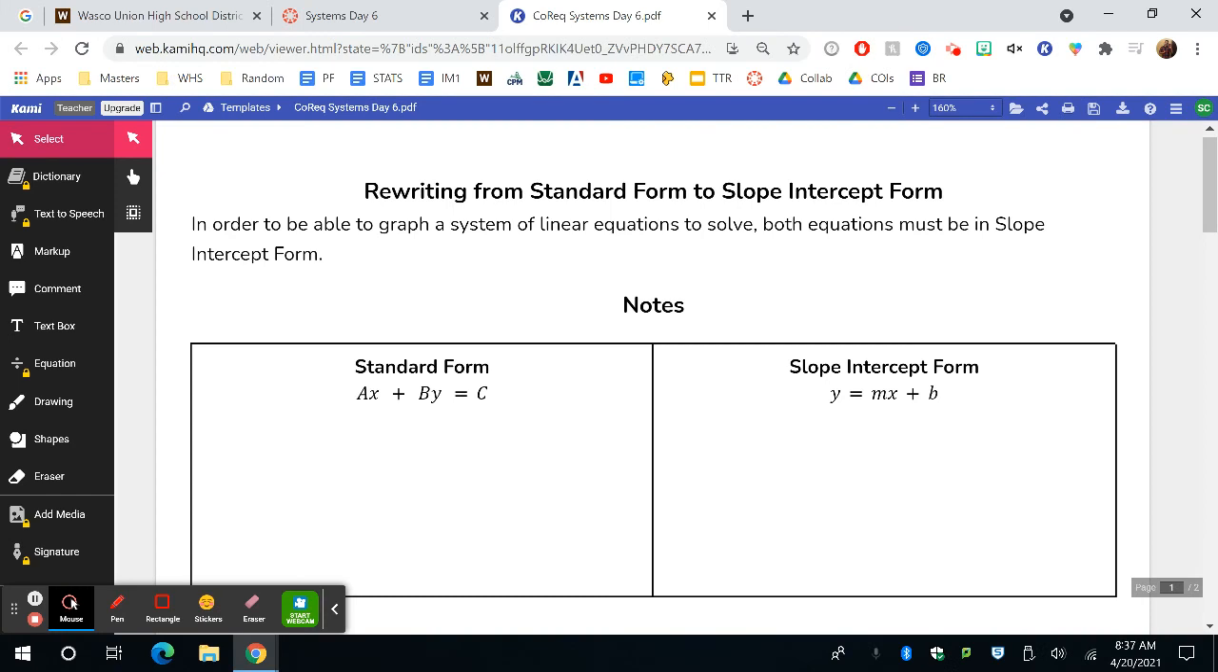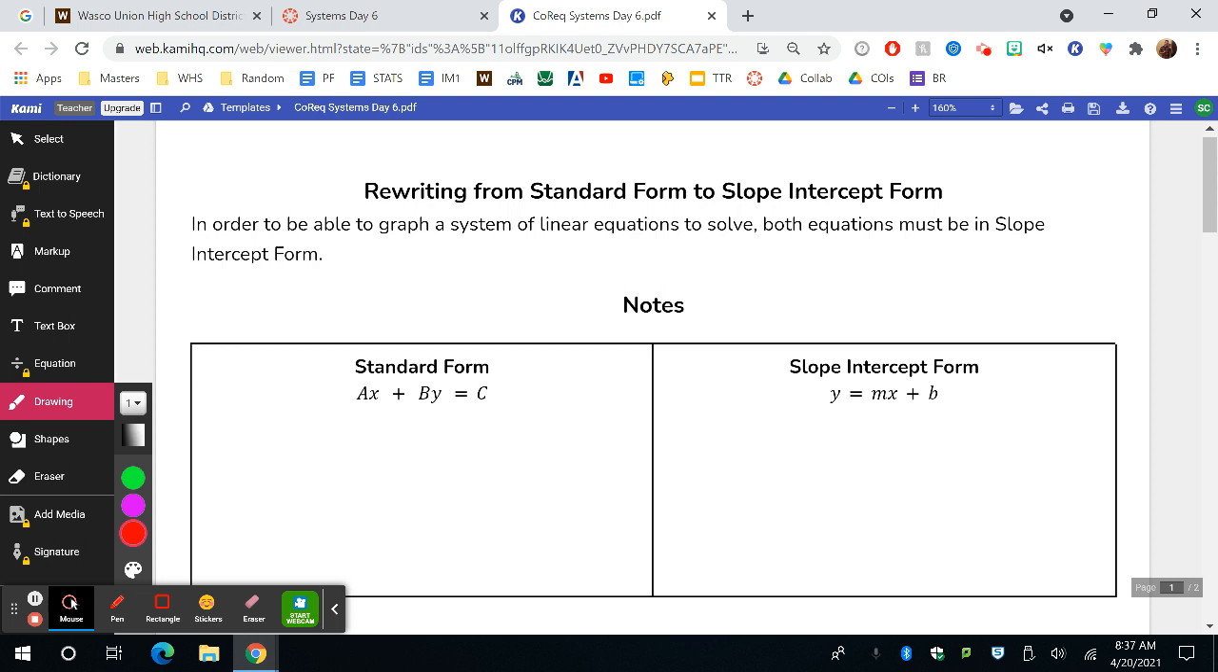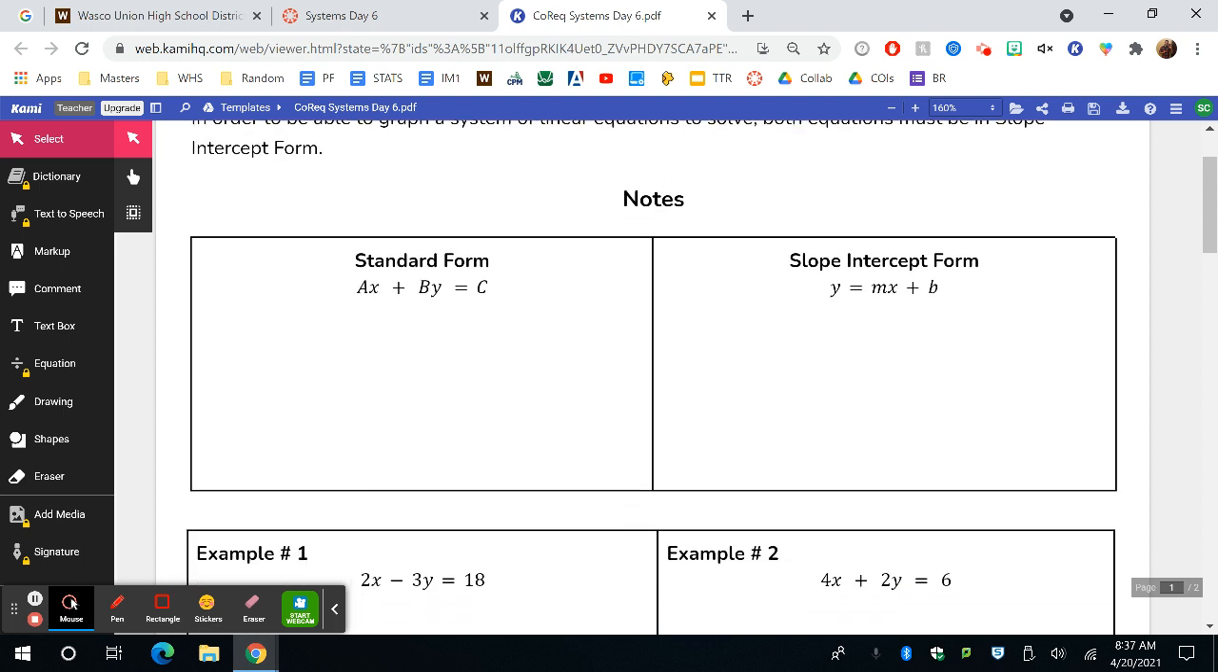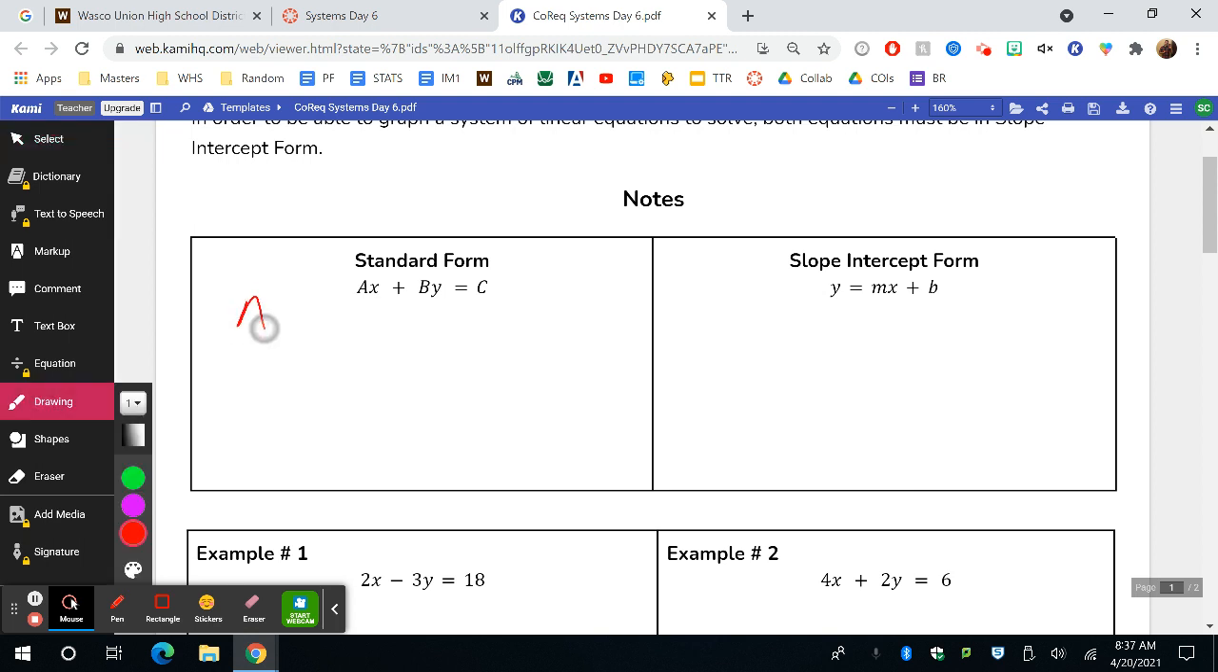So we're going to be talking about rewriting equations from standard form, and we're going to take them to slope-intercept form. Okay. So again, we have two forms of the equation. We have the standard form, which looks like this: ax plus by is equal to c. And on that, the a, b, and c are constants.